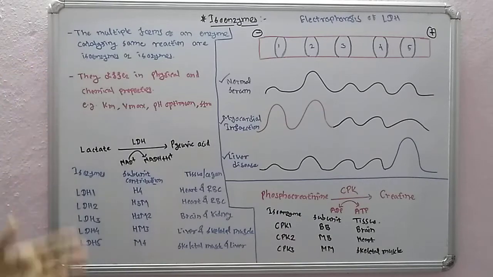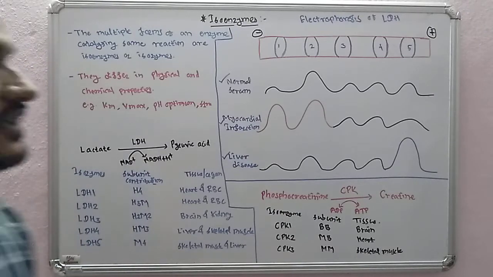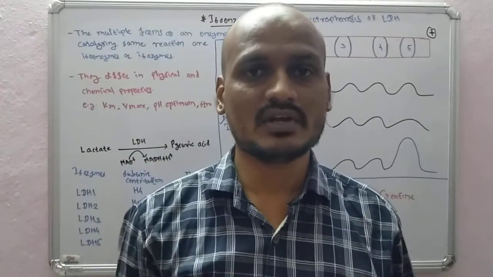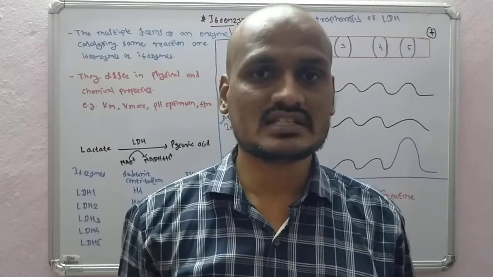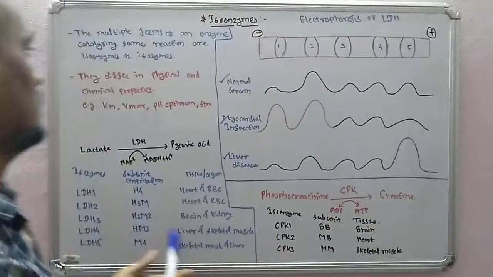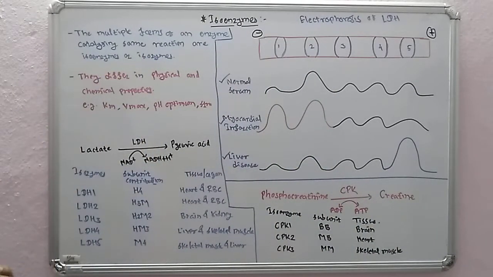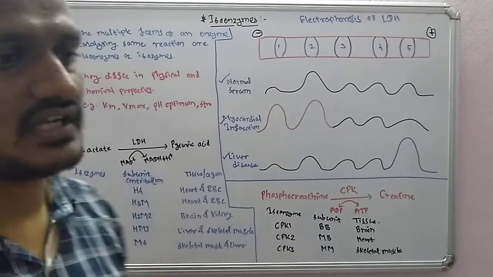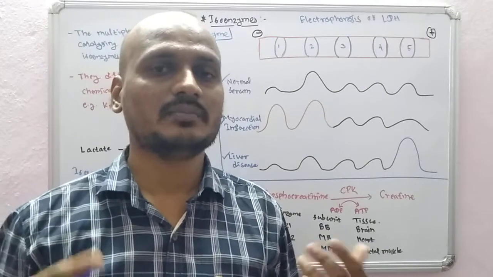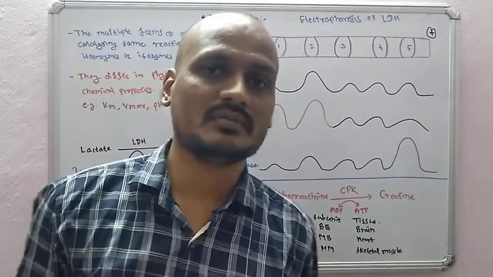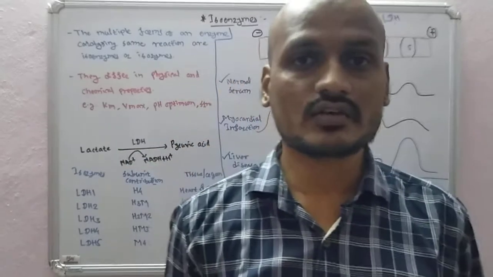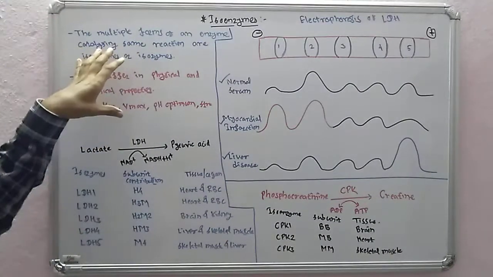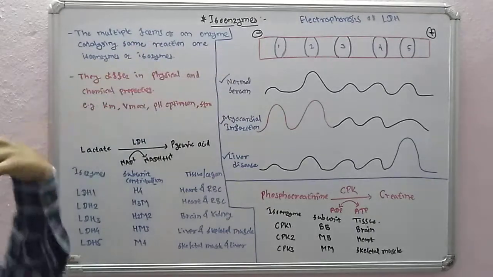Isoenzymes are the multiple forms of an enzyme catalyzing the same reaction. These are called isoenzymes or isozymes. So sometimes there are multiple forms of enzymes which can catalyze the same reaction. Can they differ in some ways? They can differ in physical and chemical properties. So these enzymes can have different Km values, different Vmax values, different pH optimum, different structure, different electrophoretic mobility. These things can differ in isoenzymes, but they will catalyze the same reaction. They will be different forms.